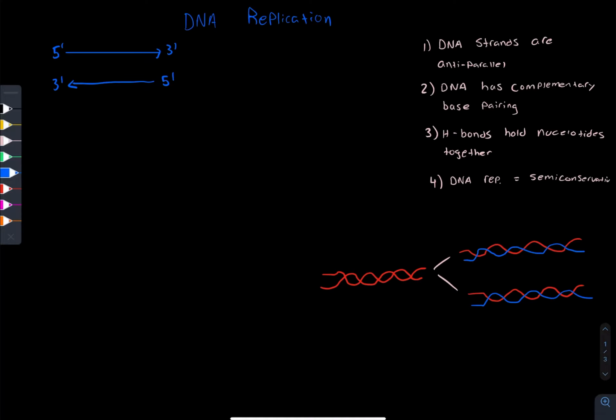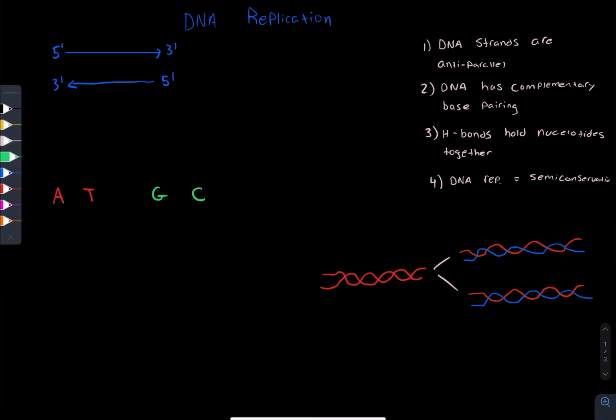And what that means is we have 4 types of nucleotides that are found on DNA. We're going to have adenine that pairs up with thymine, and we're going to have guanine who pairs up with cytosine.